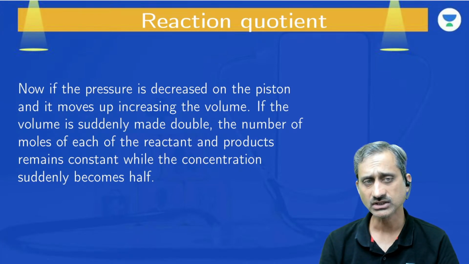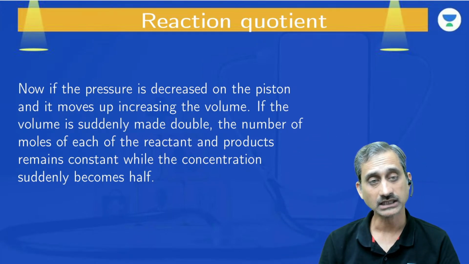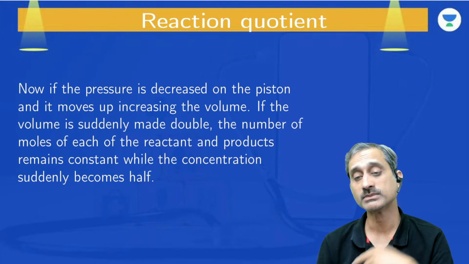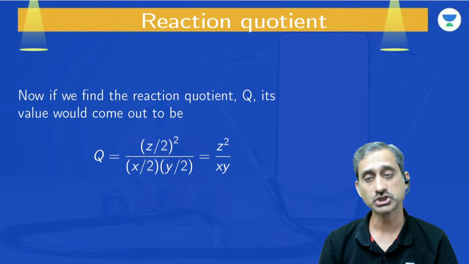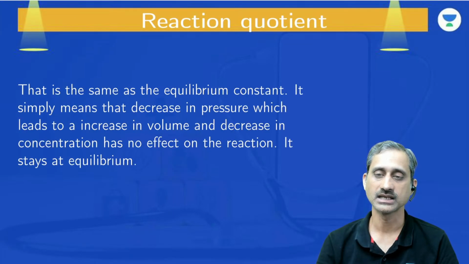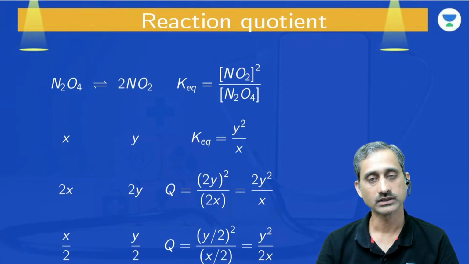If the pressure is decreased on the piston, it moves up, increasing the volume. The volume is made double. The number of moles remain again the same. The volume is double, the concentration becomes half. We put it in the reaction quotient Q. Again, it comes out to be the same as the equilibrium constant. So what does it mean? The decrease in pressure, which leads to an increase in volume and decrease in concentration, has no effect on the reaction. The equilibrium does not change. Let's talk about the next reaction.